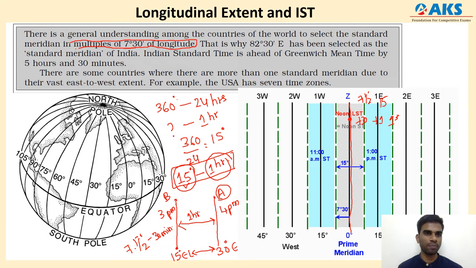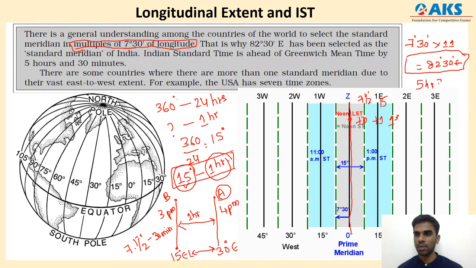So they have decided that all the standard meridians of different countries will be in multiples of 7 degrees 30 minutes longitude. So if you multiply 7 degrees 30 minutes with 11, you get 82 degrees 30 minutes east, which is the IST longitude, that is the standard meridian longitude for India. And Indian standard time is 5 hours 30 minutes ahead of Greenwich time. So now we know why 82 degrees 30 minutes east longitude is taken as Indian standard time.